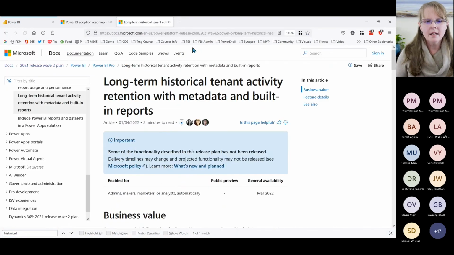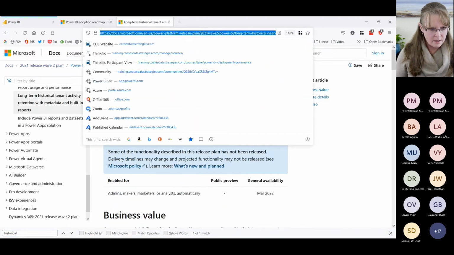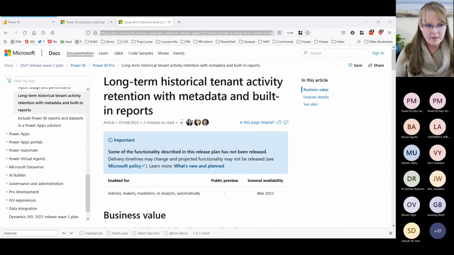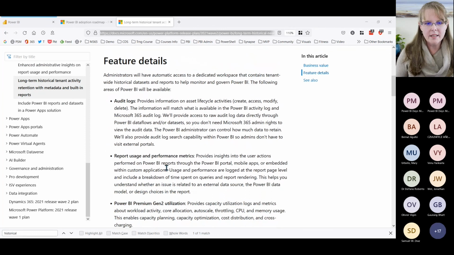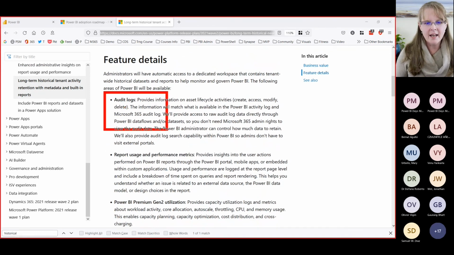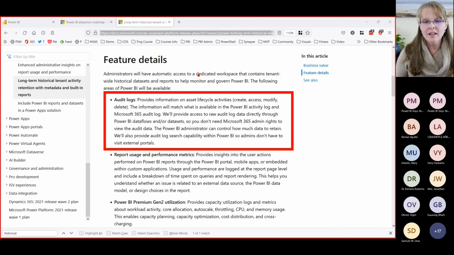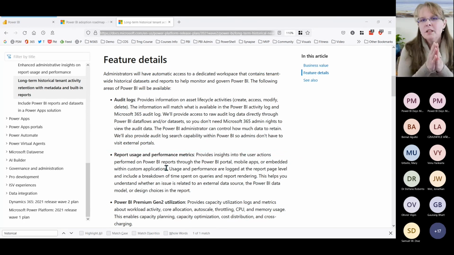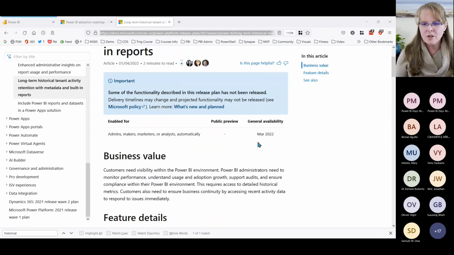Let me plop this in the chat for you. This is the item that I was talking about, and basically what it's saying is that it's one of multiple things, but the audit log is basically going to automatically come to a dedicated workspace with the tenant-wide historical data sets and reports to monitor and govern Power BI. So I'm really looking forward to seeing the first bits of this. It looks like it's going to come in March. I'm not sure why we're not getting a public preview and it's going straight to GA. We'll see if that changes.